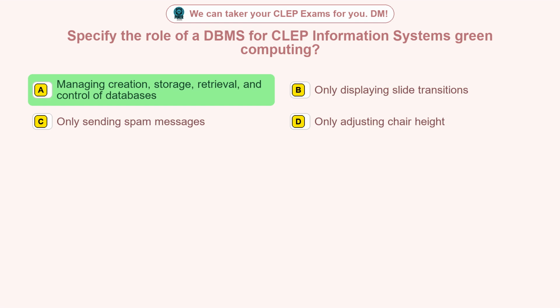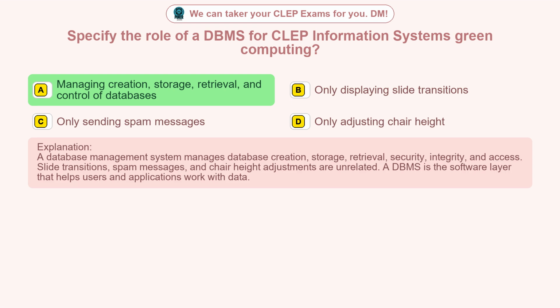Managing creation, storage, retrieval, and control of databases. A database management system manages database creation, storage, retrieval, security, integrity, and access. Slide transitions, spam messages, and chair height adjustments are unrelated. A DBMS is the software layer that helps users and applications work with data.